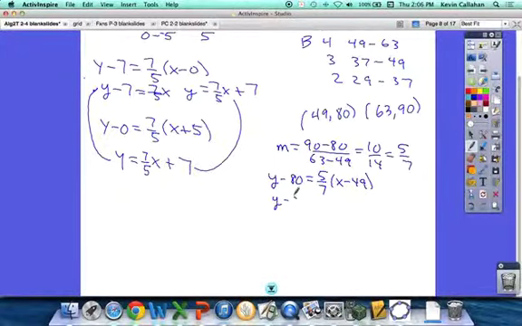That'll be y minus 80 equals 5/7 x. And what's 5/7 times 49? I mean, the 7 divides into 49, right? 7 into 49 goes 7 times. So 5 times 7, that's minus 35. And then I add 80 to both sides. y equals 5/7 x plus 45.